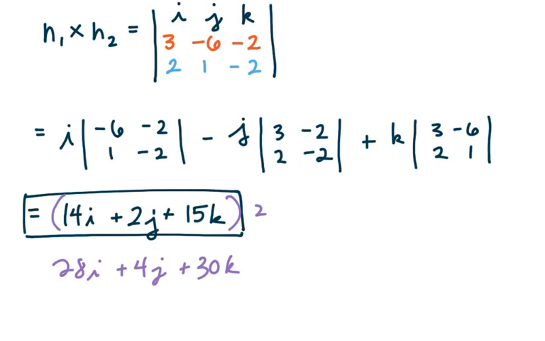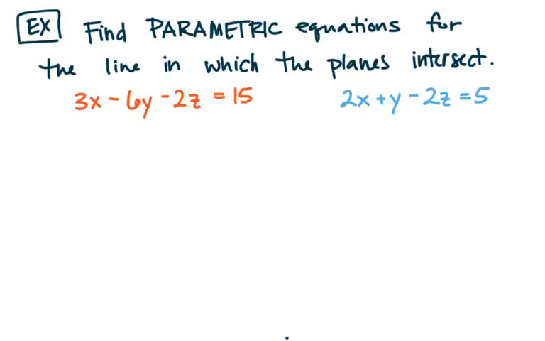Let's do one more example. For this example, we're going to find the parametric equations for the line in which the planes intersect. So we have two planes written here. 3x minus 6y minus 2z equals 15, and 2x plus y minus 2z equals 5. Now these are the same two planes from the previous example.